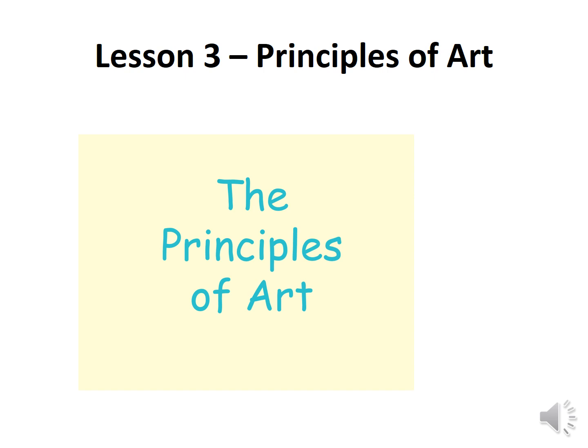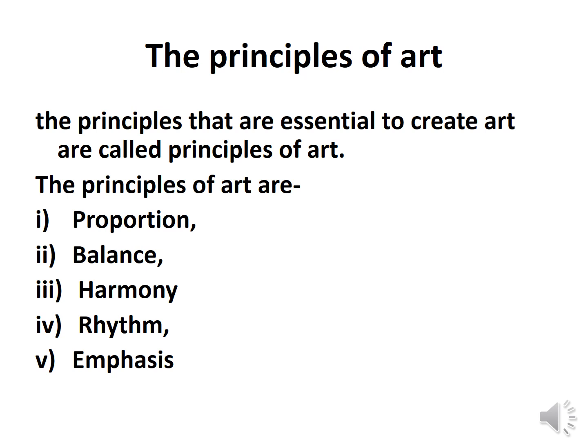Now lesson 3, the principles of art. We have already discussed the elements of art. That means the things which are required to make an art, like color, line, form and texture. Now these elements should be applied following some principles. Now the principles of art are 5 types: proportion, balance, harmony, rhythm and emphasis. These principles of art are very essential in creating art.